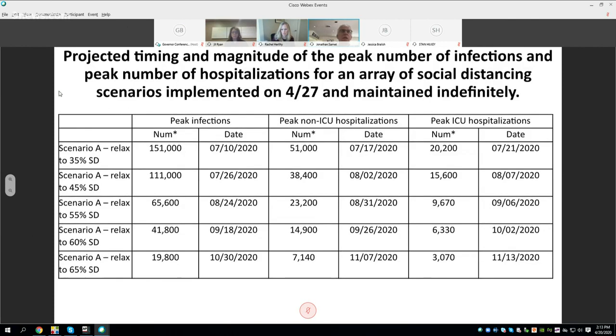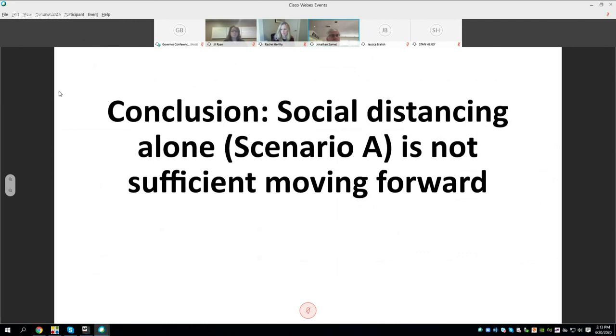So a conclusion from this next is that social distancing alone will not work. These are just the numbers and the time points at which our thresholds would be exceeded. So the conclusion is the next slide that I already mentioned, that scenario A is not a scenario that works well enough. So that brings us to the other scenarios. Next.